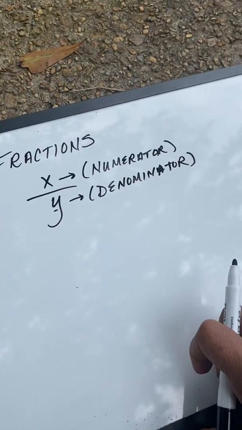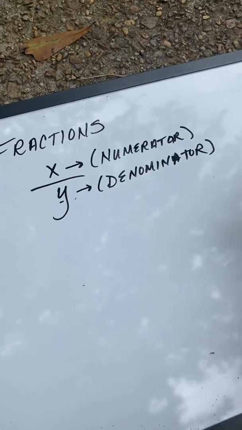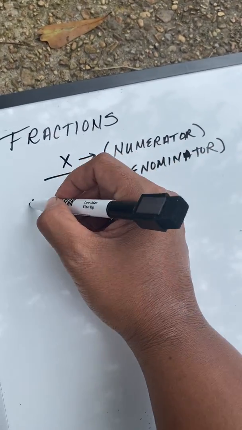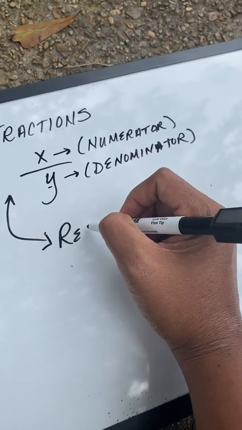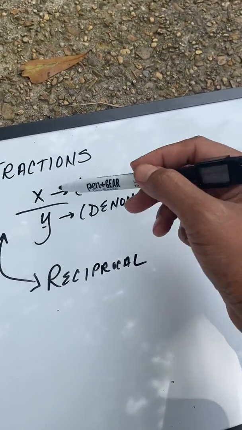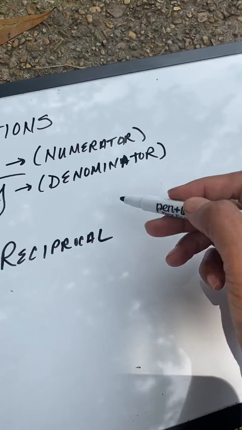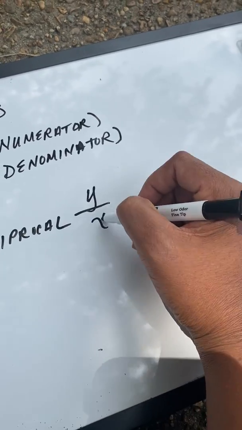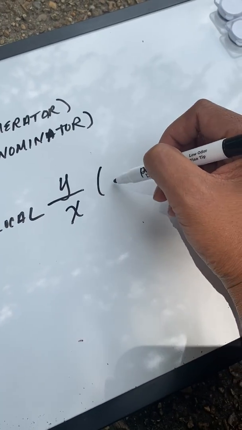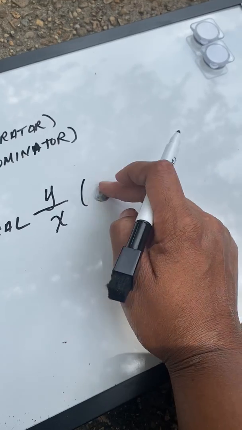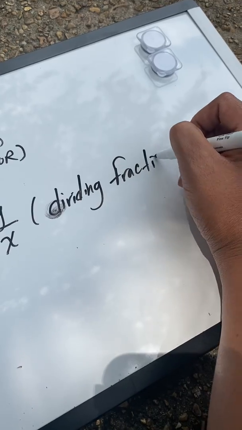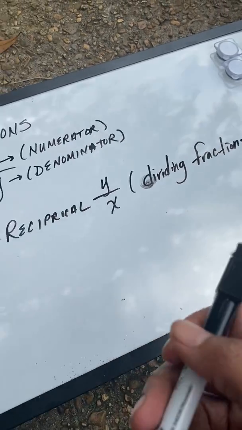So what do I mean when I say let's take the reciprocal of this fraction here? Let me just write this out, reciprocal. All I'm saying is I'm going to flip this fraction. So instead of it being x over y, it would be y over x. Now that's very, very vital information when it comes down to dividing fractions, and we're going to go over that briefly.